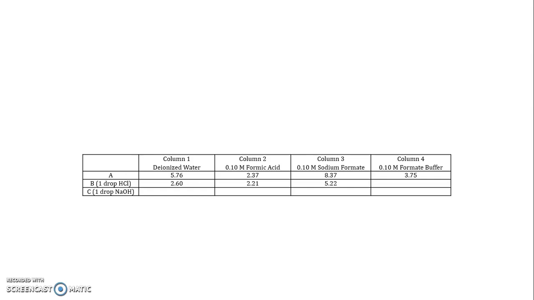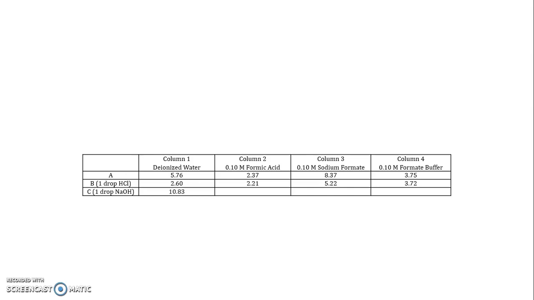The pH changes from 8.37 to 5.22, but, and this is rather remarkable, when the acid is added to the formate buffer, the pH merely drops by 0.03 pH units, reflecting the fact that this buffer is resisting pH change.